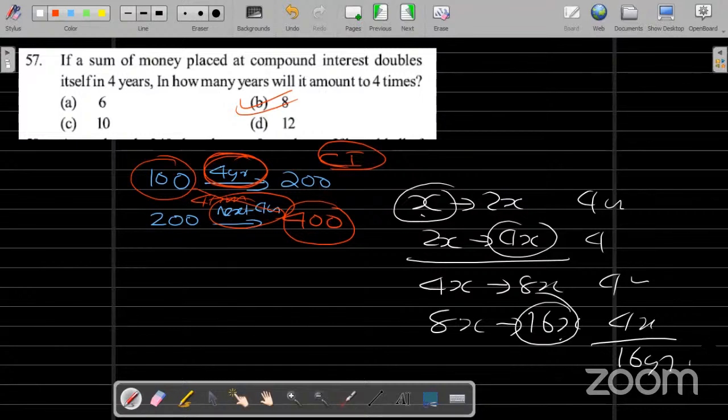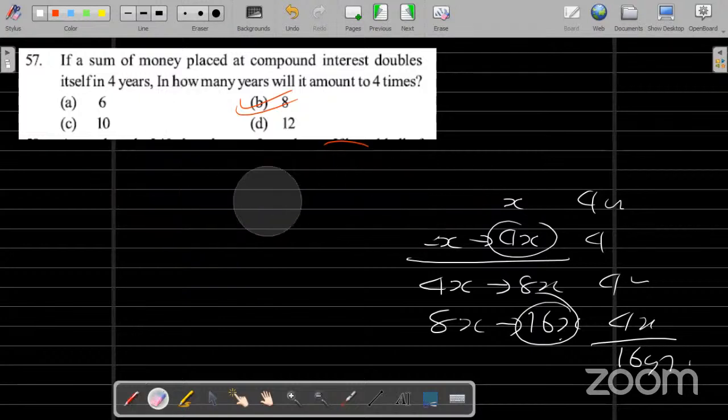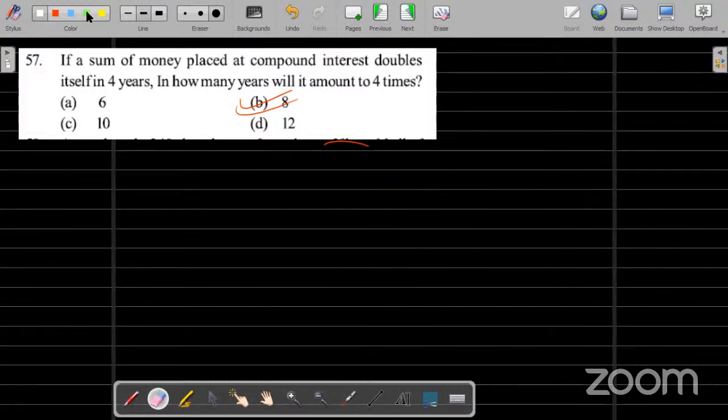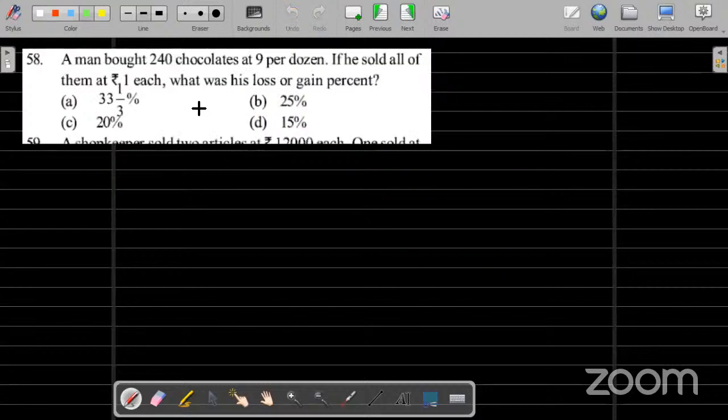32 times in 20 years. 64 times in 24 years. It goes on like that. So that is a shortcut that we can use. Or else doing that in the normal way, we'll also get the answer, which is not needed, I think. No need to spend time doing that.